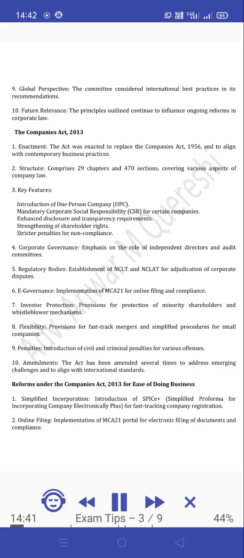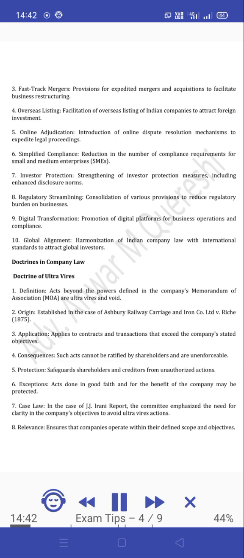Reforms under the Companies Act, 2013 for ease of doing business. 1. Simplified incorporation. Introduction of SPICE Plus, Simplified Proforma for Incorporating Company Electronically Plus, for fast-tracking company registration. 2. Online filing. Implementation of MCA 21 portal for electronic filing of documents and compliance. 3. Fast-track mergers. Provisions for expedited mergers and acquisitions to facilitate business restructuring. 4. Overseas listing. Facilitation of overseas listing of Indian companies to attract foreign investment. 5. Online adjudication. Introduction of online dispute resolution mechanisms to expedite legal proceedings. 6. Simplified compliance. Reduction in the number of compliance requirements for small and medium enterprises (SMEs).